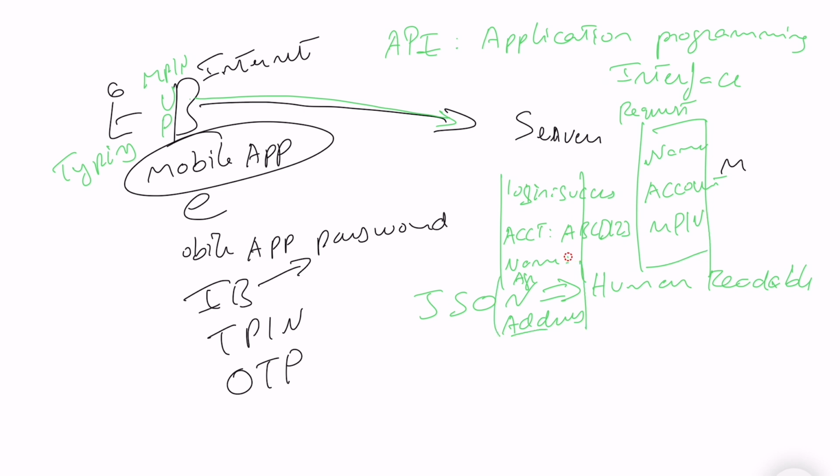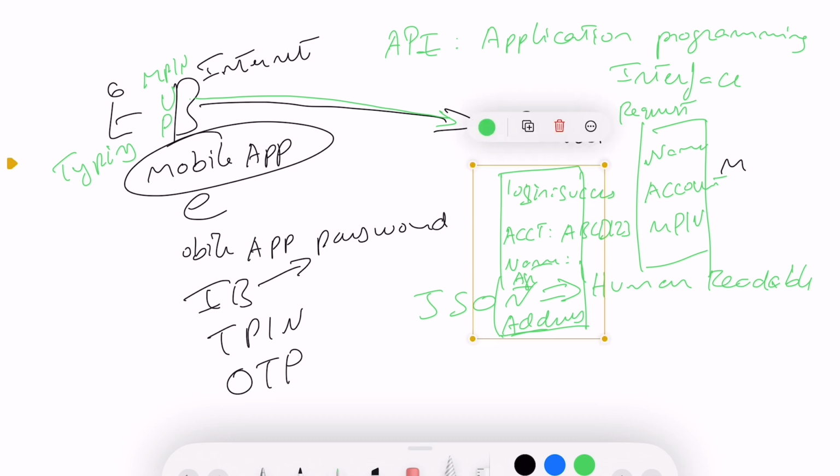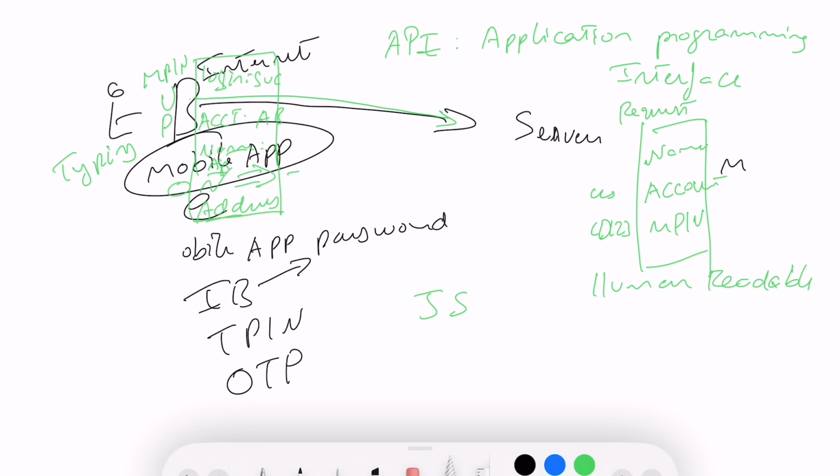I'm calling these fields, by the way, so just don't hold me to that. For every banking application, for every mobile application, these fields are fixed based on the application requirement. So this is now a response from the server, and this response will go from here to the mobile app.